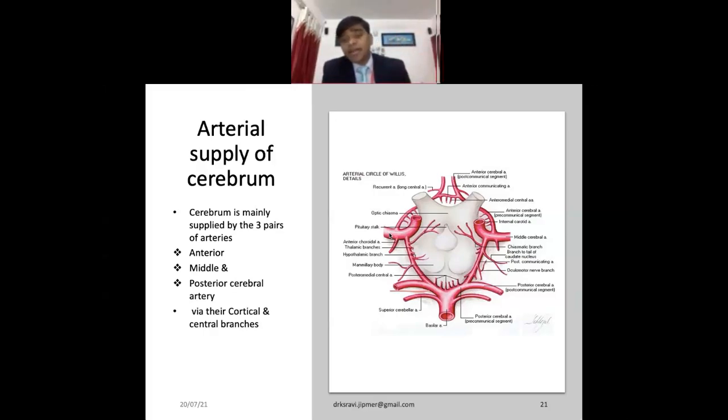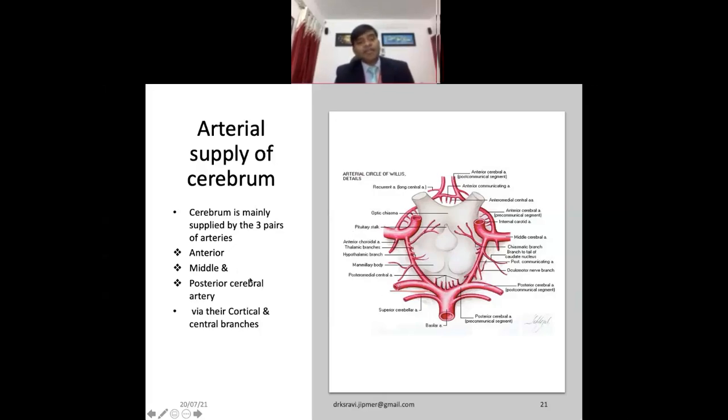Because of that, hemorrhage or lesion of the middle cerebral artery is quite common, very common, right? It runs laterally in the lateral sulcus, and then it runs backward and upwards in the posterior ramus of the lateral sulcus, where it divides into the various branches.